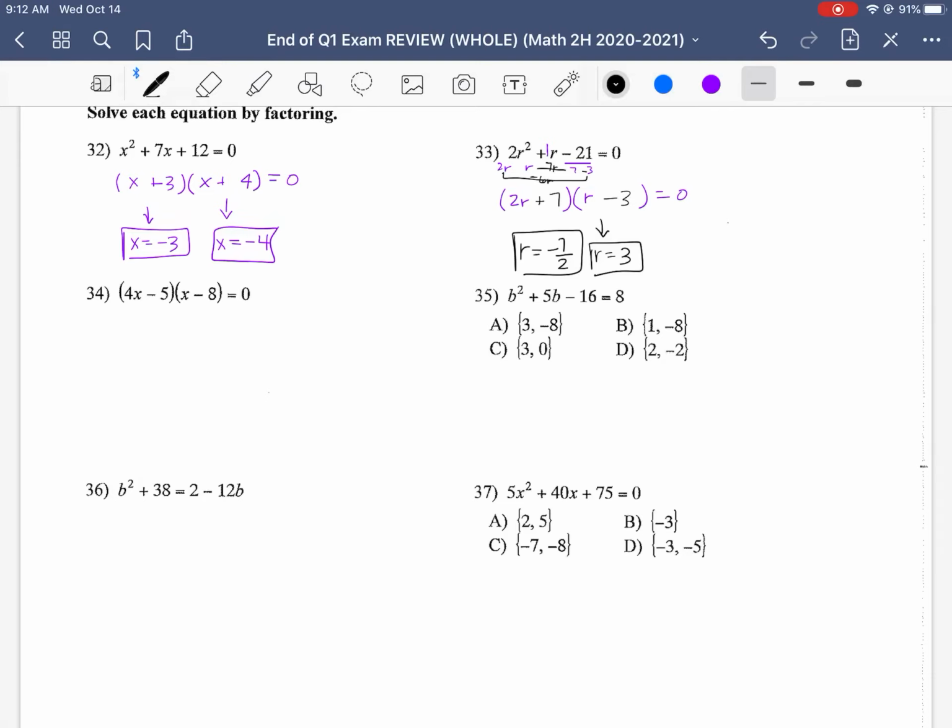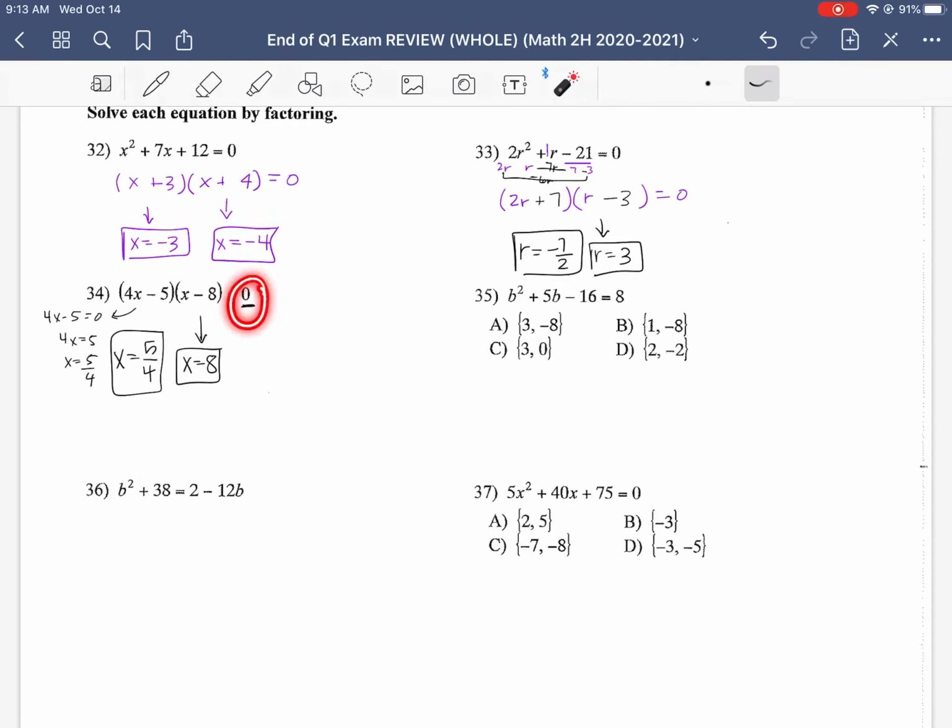34 is already factored for you, so don't overthink this one. It's set equal to 0, so we just have to say x is equal to 8, and x is equal to 5/4. Again, remember when you're finding that one, if it's going to be a fraction, we're just saying what would make this equal 0. And if you add the 5 over and divide by 4, then you get that 5/4. It is important that you make sure it still equals 0. If it didn't, then you would need to FOIL this and then move whatever this is over here and refactor it. So make sure you're good there.